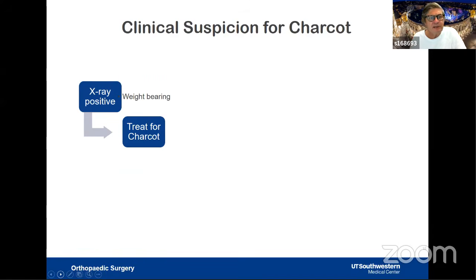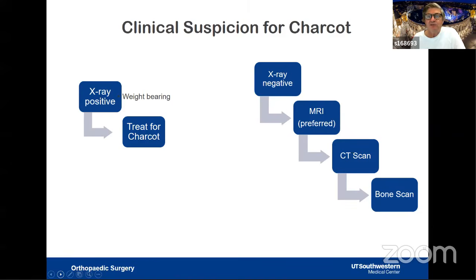If X-rays are obtained, and in my opinion, everybody should have weight-bearing X-rays, most of these patients don't have significant pain, so you should be able to do it. You'll see subtle changes on weight-bearing films that you might not see on a non-weight-bearing film. If the X-ray is positive, you treat for Charcot. If the X-ray is negative, though, you have to prove that you don't have a Charcot in a high-risk patient.